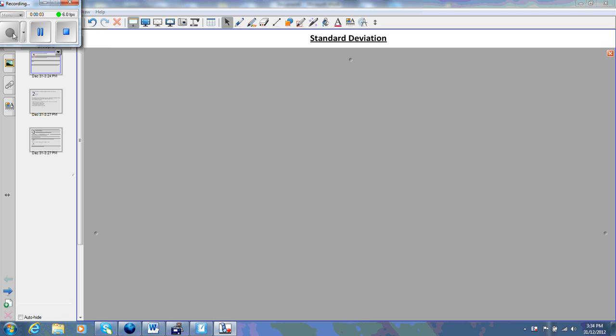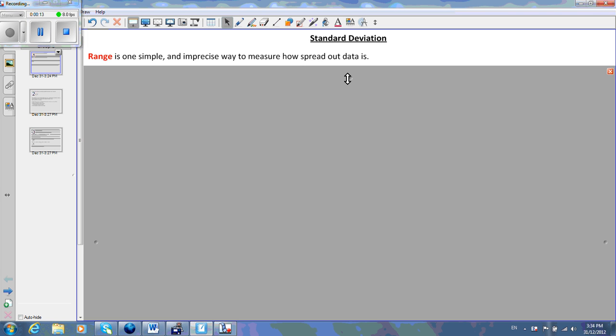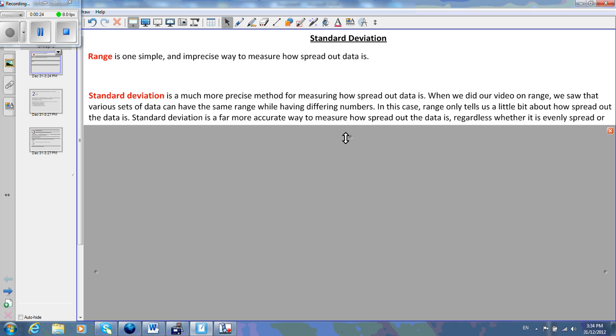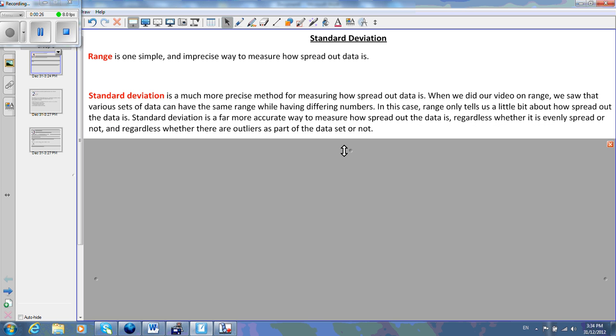This video is going to discuss the concept of standard deviation, both what it is and how to calculate it by hand. Range is one simple and imprecise way to measure how spread out data is, and we talked about this in one of the previous videos. Standard deviation is a much more precise method for measuring the spread of data.